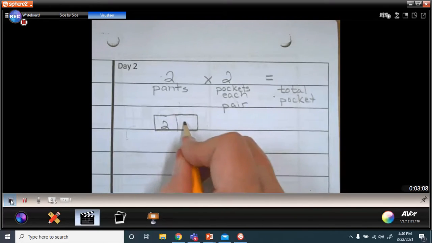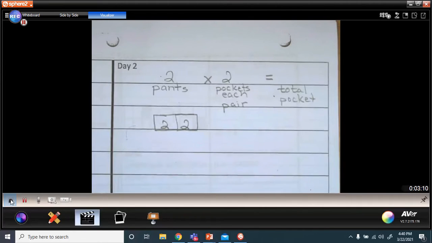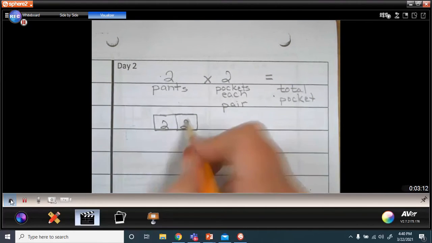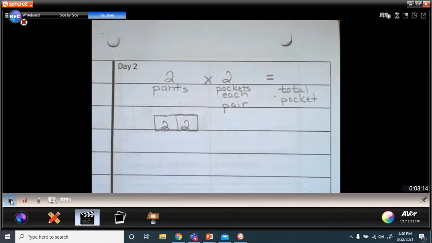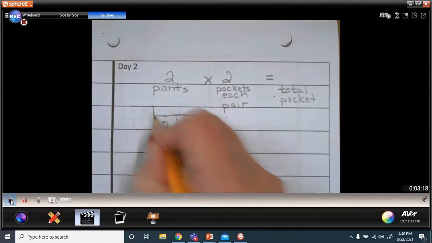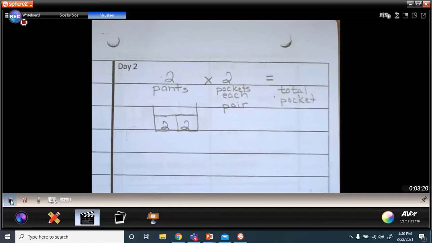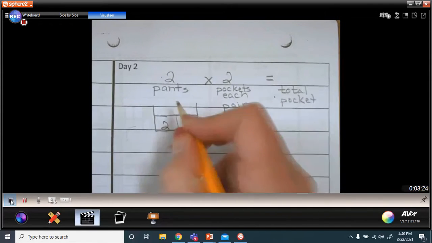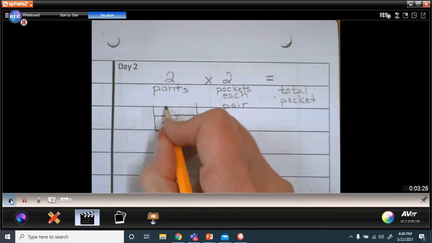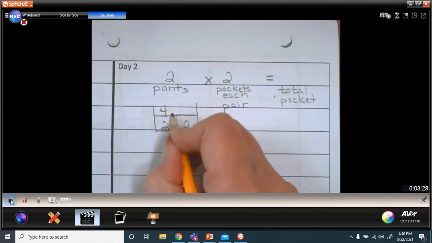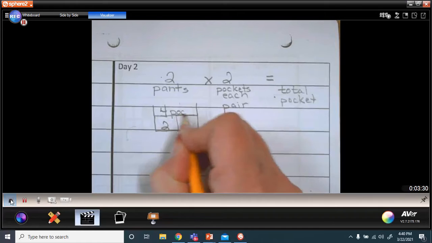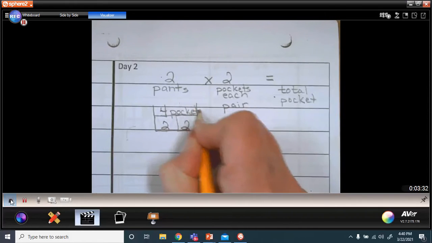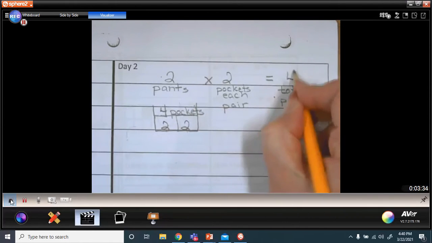And that pair has also 2 pockets. So 2 pockets for that pair and 2 pockets for that pair. So how many pockets are there total? So 2 groups of 2 would be 2 plus 2, right? Which is 4 pockets. So we have 4 total pockets.